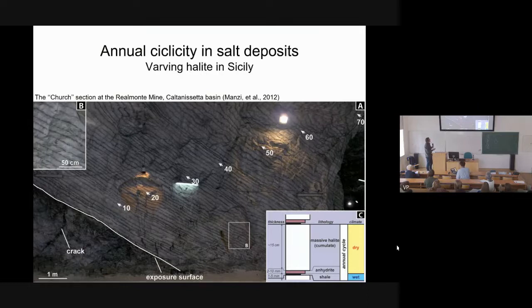In that mine you can see things like these yearly cycles of about 15 centimeters in thickness, which already tells you that the hydrological budget of the entire Mediterranean was similar to today's, because 15 centimeters of halite is about what you would precipitate from a saturated brine with the present-day climatic situation in the Mediterranean. Every year, the Mediterranean is losing about 1 meter of water if it would not be supplied from the Atlantic or from the rivers.